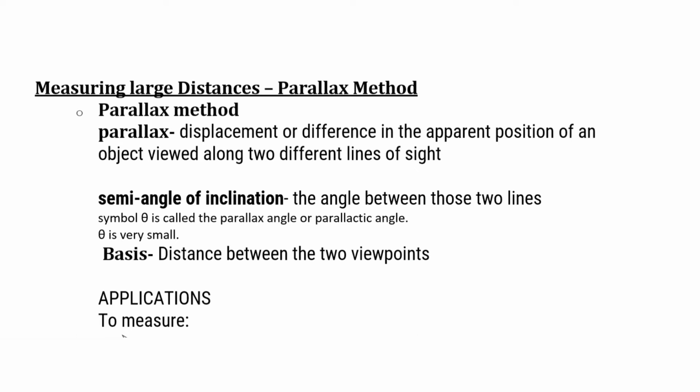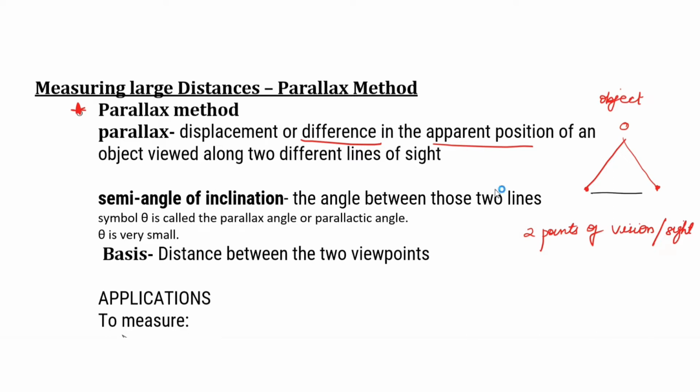So what do we mean by this parallax? Parallax is the difference in the position of an object which we view along two different lines of sight. So let's consider an object O and say we are viewing the object from two different points here. This difference in the position of the object when viewed along these two different lines of sight is known as parallax. Now this angle you see between these two lines of sight is known as the semi-angle of inclination, or the parallax angle, or the parallactic angle.